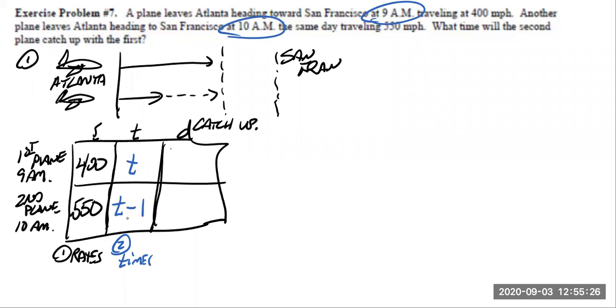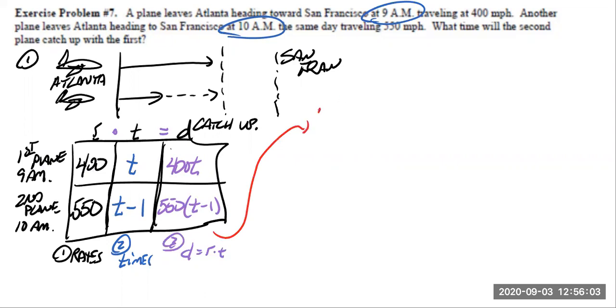It's an hour less. But the third step now is basically done for us. We're using that distance equals rate times time. Whatever we have for the rate, we're going to multiply and get an expression for distance. So the first plane would be 400 times T, and the second plane would be 550 times T minus 1. So again, in that last column, the distance column, we're creating these expressions.